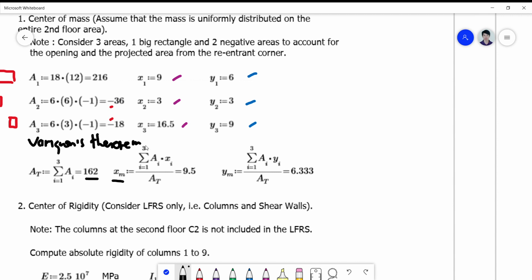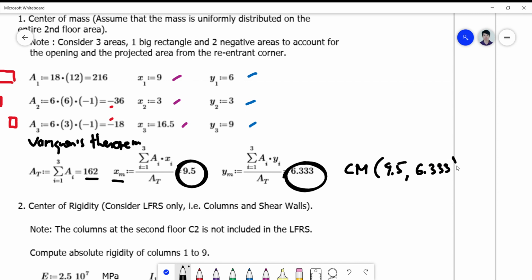162, and then multiply this and x1 plus this minus this plus x2 minus this plus x3, you get here 9.5, and ym is 216 times 6 minus 36 times 3 minus 18 times 9 gives you 6.333. So these are now the coordinates of your center of mass, which is at 9.5 and 6.333.